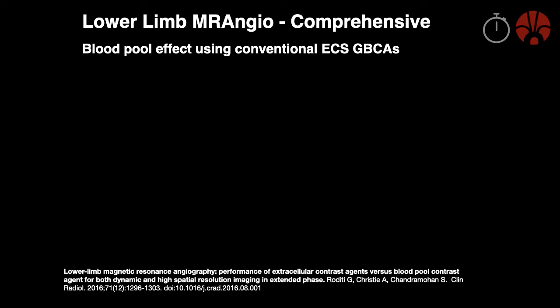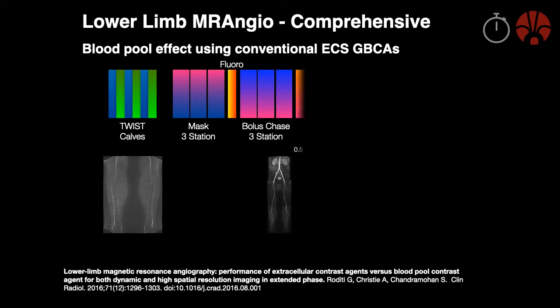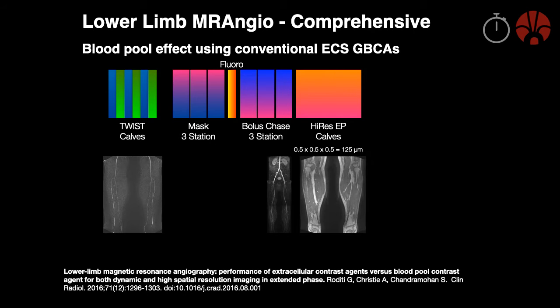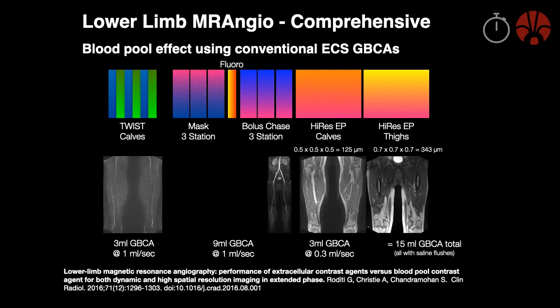This is our comprehensive lower limb MRA protocol, in which we achieve a blood pool effect with conventional extracellular space gadolinium-based contrast agents. We first run a below-knee dynamic image series for the calf arteries, and then a standard 3-station stepping table bolus chase MRA of the aortoiliac, femoropopliteal, and calf runoff. We then immediately perform high-resolution extended phase imaging in the calves and the thighs, with 0.5 mm isotropic voxels in the calves and 0.7 mm in the thighs. These are standard 3D flash examinations. This is all performed with a standard 15 ml dose of gadolinium-based contrast agent.